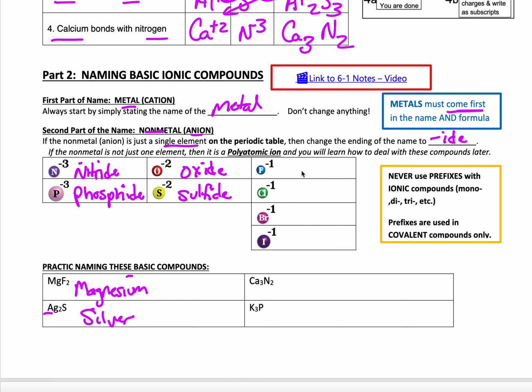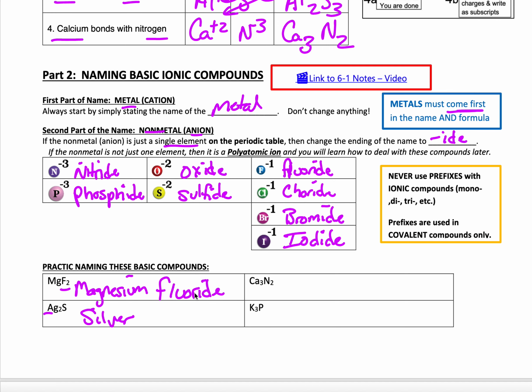Sulfide. Fluoride, bet you heard of that. Chloride. Bromide. And iodide. So once it becomes an ion and it's bonded, then we write the name of the nonmetal, but we change the ending.